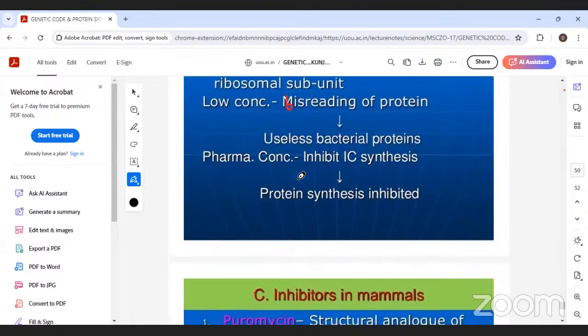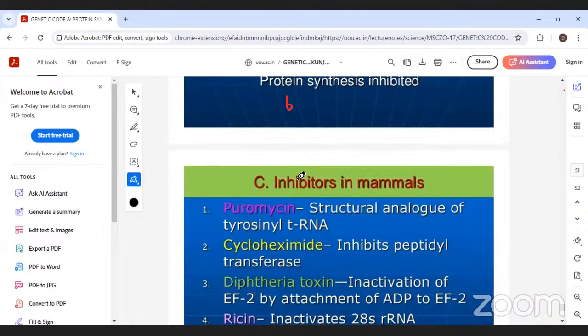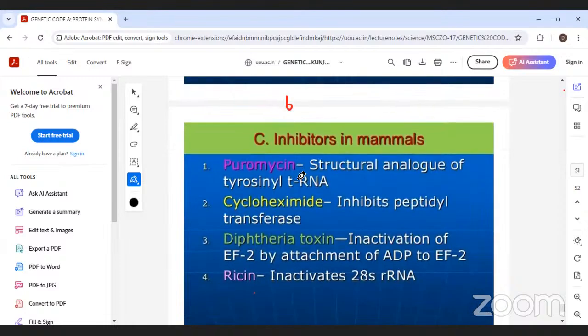Next one, puromycin, another inhibitor in mammals. Puromycin is a structural analog of tyrosinyl tRNA. Next one, cycloheximide. Cycloheximide inhibits peptidyl transferase.